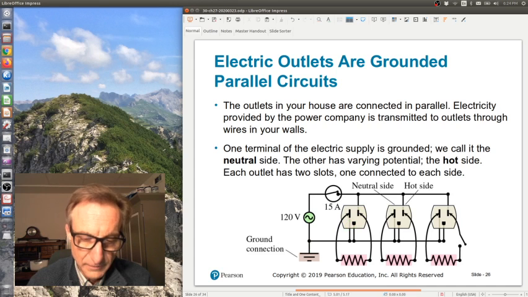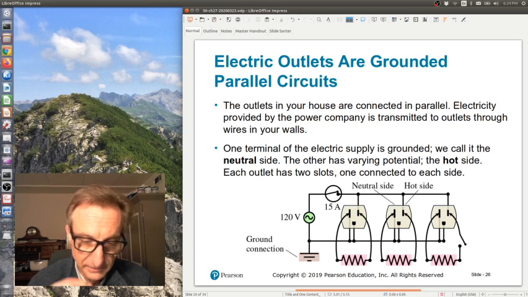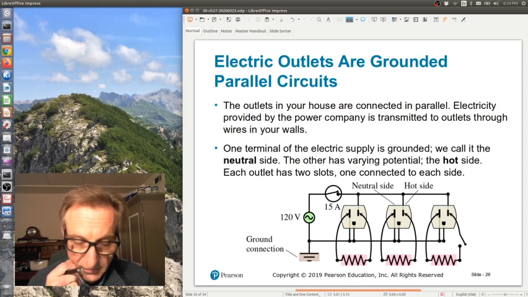And then there are 2 plug-in tabs, or plug-in terminals. The larger of the 2 is called neutral. It's actually grounded. We call it the neutral side. The other side, the smaller of the 2 plugs, is called hot, or the hot side. Each outlet has these 2 slots, one connected to each side.